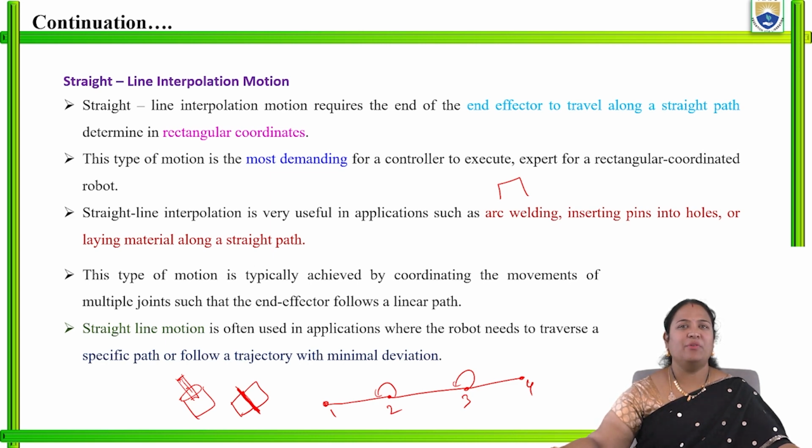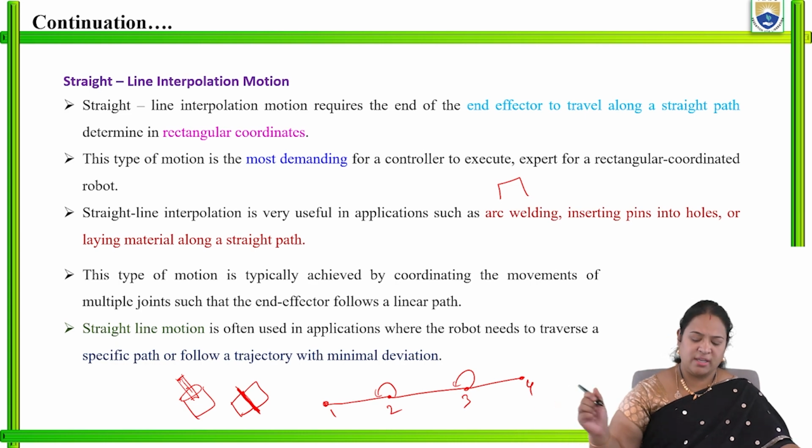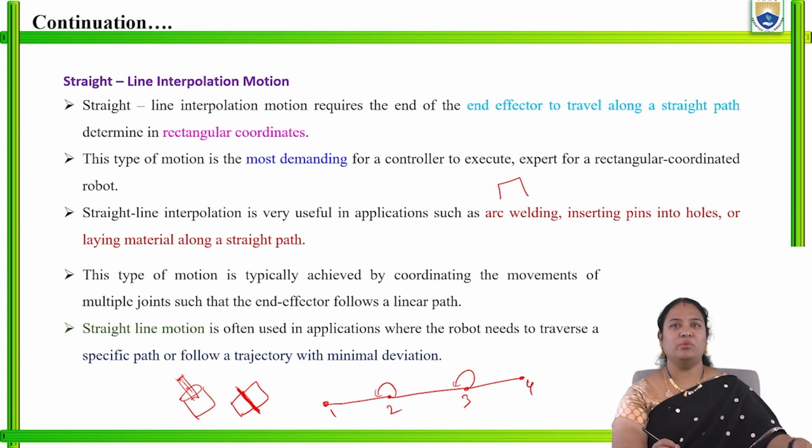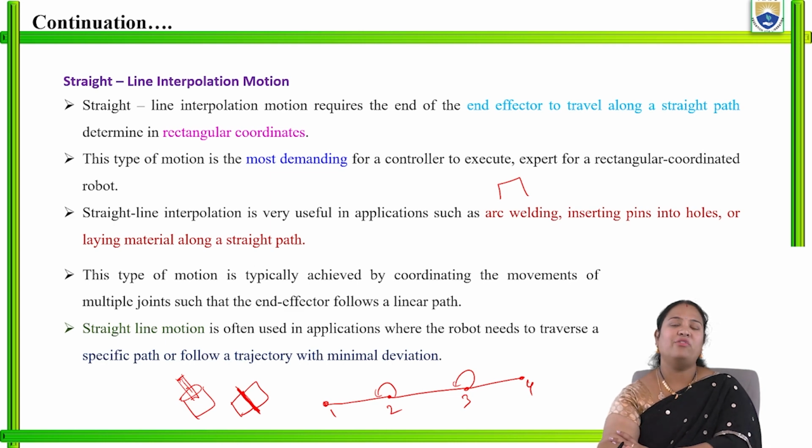Now this particular type of motion is typically achieved by coordinating the movements of multiple joints. Here we'll have multiple joints, and in order for the end effector to travel from one point to the other point, it requires a number of movements. For the robot to move in a straight direction from one end to the other end, it requires multiple movements of the joints. So that will be taking place when we are using the straight line interpolation motion.